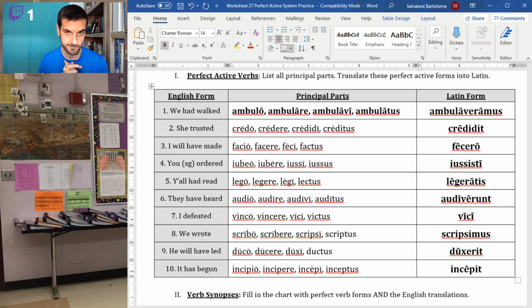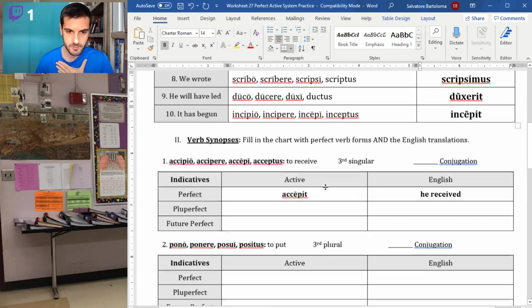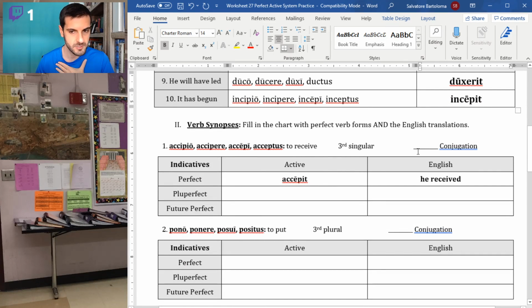So there we go, right? I would imagine that something like this might appear on a future quiz. Just throwing that out there. Okay. These little mini synopses, right? Just practicing our forms here.